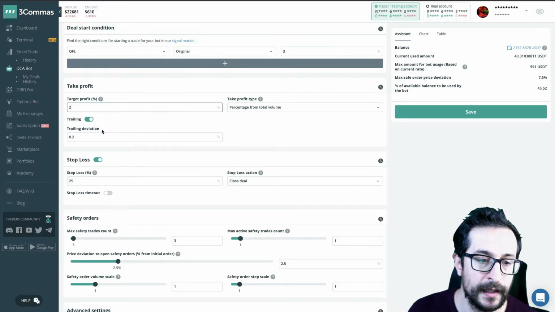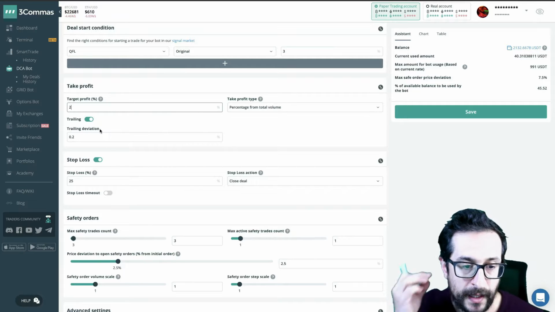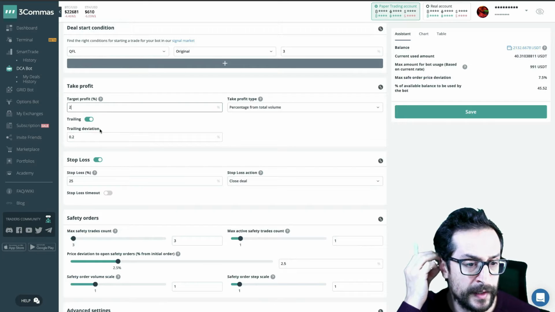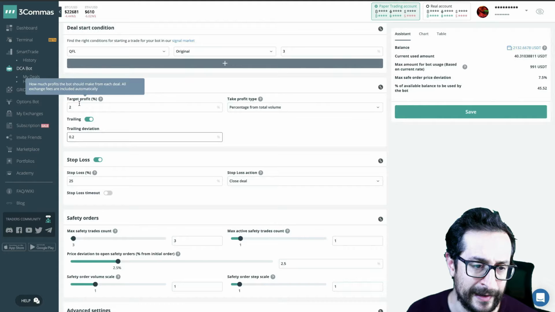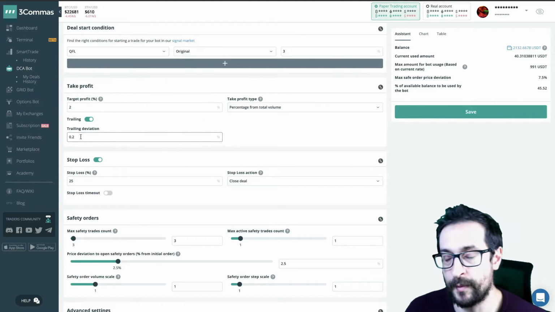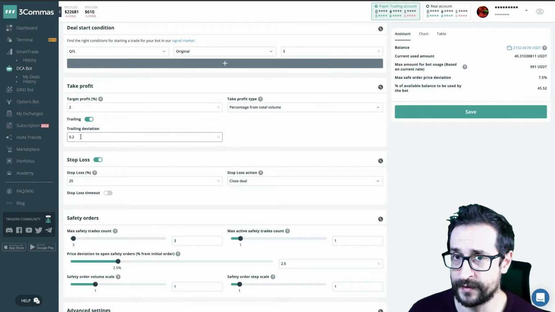I personally always have the trailing enabled, and I tend to see higher profit rates more often than the 1.8. So I believe it's a good compromise.